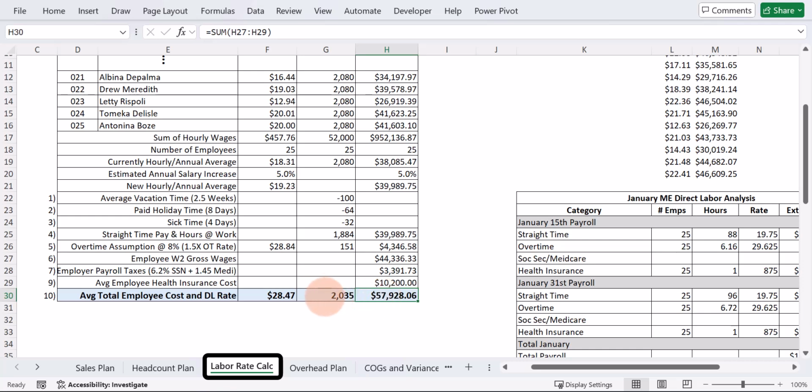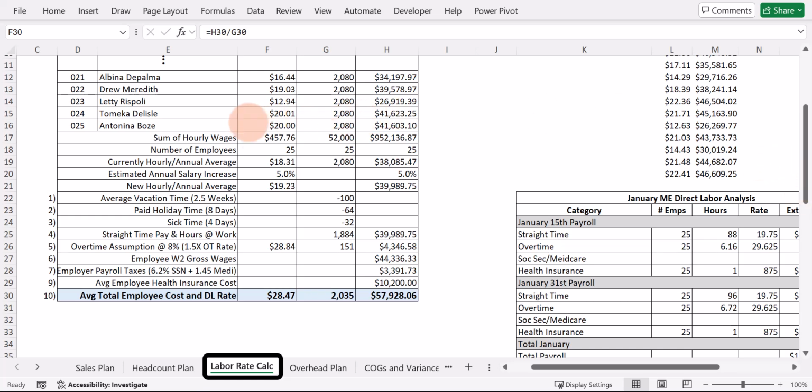And then we think that they're going to be available to work direct labor 2,035 hours. So $58,000 divided by 2,035 is $28.47. This is very important. This is going to be the direct labor rate that we're going to use for all our standard product costing moving forward.